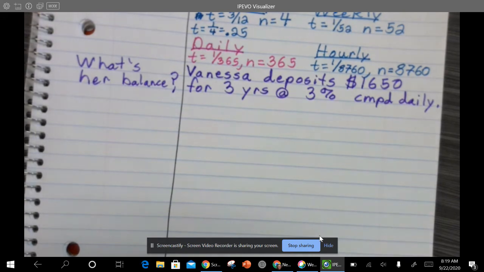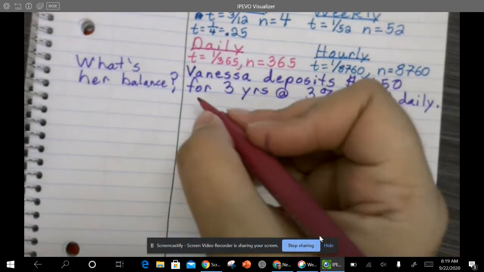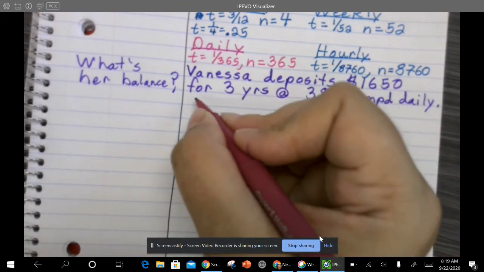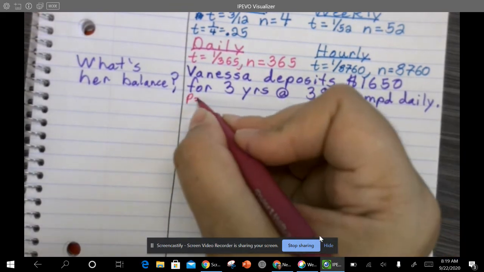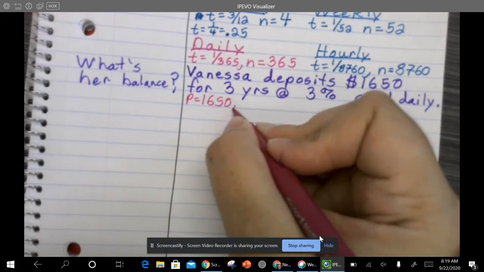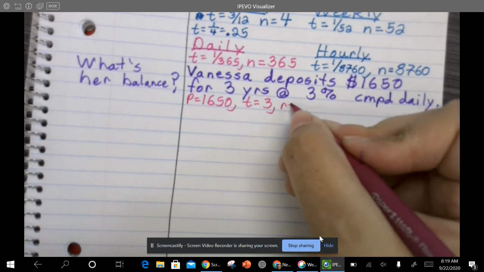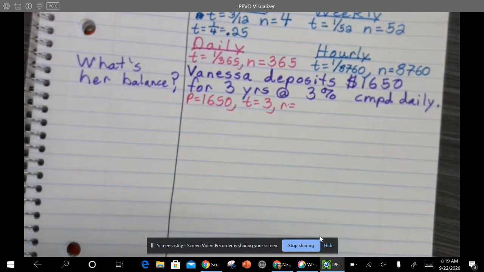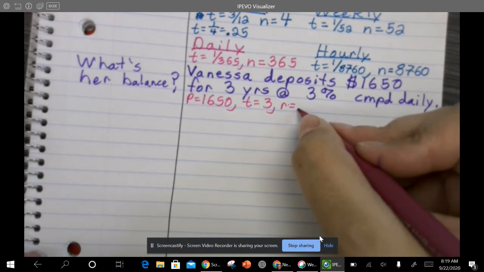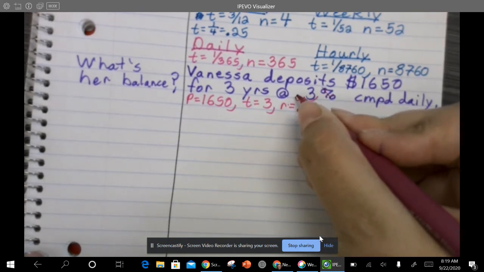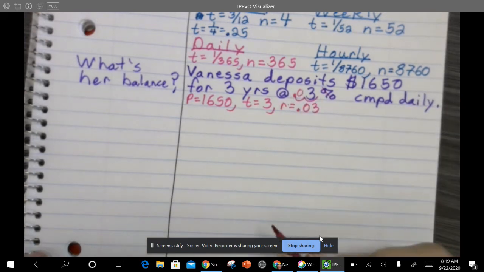So what's going to be the balance in her savings account? Okay, so everybody, you want to identify all the variables. Principal is going to be 1,650. Time is going to be 3 years. The rate, everybody, remember, drop the percent sign and go to the left, so it's going to be 0.03. Remember, drop the percent sign, go to the left, add the decimal and the 0.